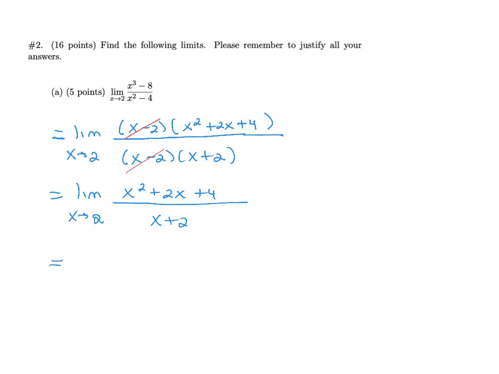There is no problem with putting 2 in place of all the x's now, and we get 2 squared plus 2 times 2 plus 4, all divided by 2 plus 2. And when we simplify this, we get 12 over 4, or an answer of 3.